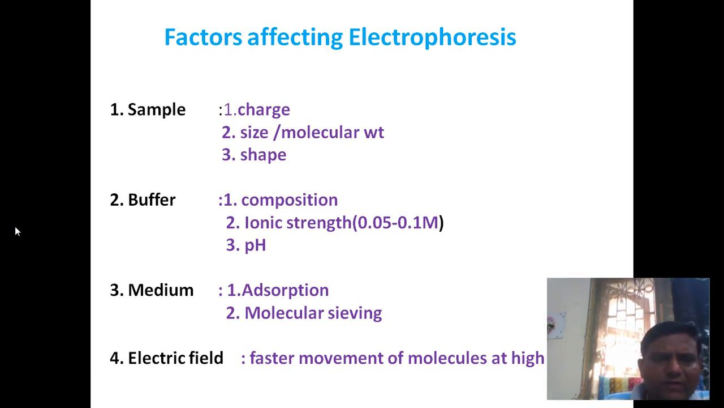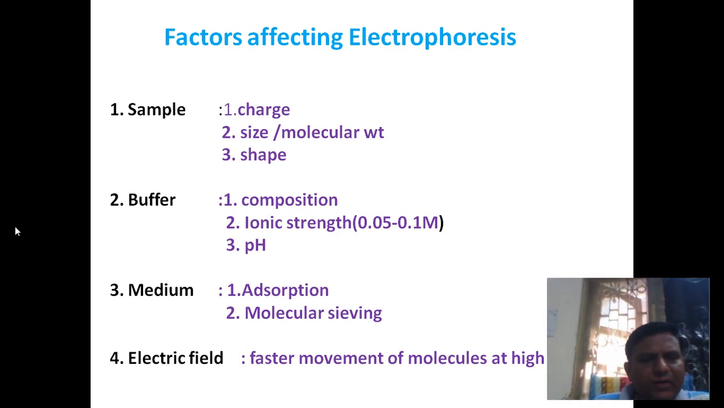Dear students, now I am going to discuss the third factor, that is the medium. In electrophoresis, we use different types of medium. It may be agar, or polyacrylamide, or Sephadex. These are different types of gelling agents, and we prepare the gel in gel electrophoresis. So that gel acts as a medium.